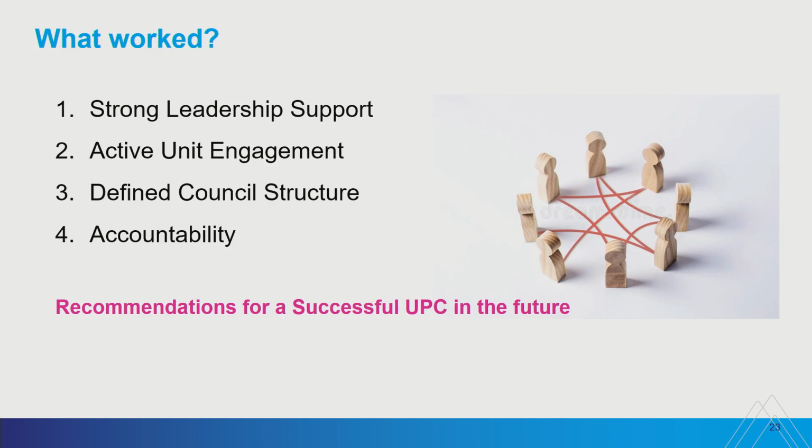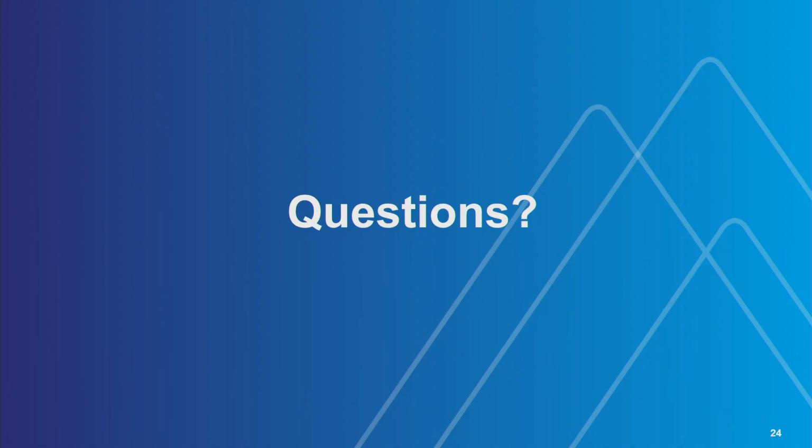A recent study revealed that there is a significant positive correlation between UPC functionality and nursing accountability. So looking at all this, our recommendation for maintaining a successful UPC in the future is to evaluate the integrity of the council based on these 4 factors and provide early intervention when necessary. And this brings us to the end of our presentation. Thank you so much for listening to us, and I hope that we provided you with some tools and ideas to take back to your respective units.